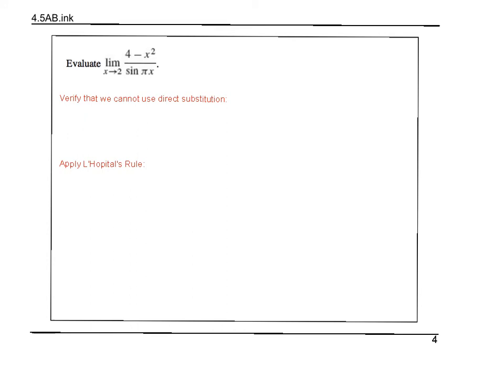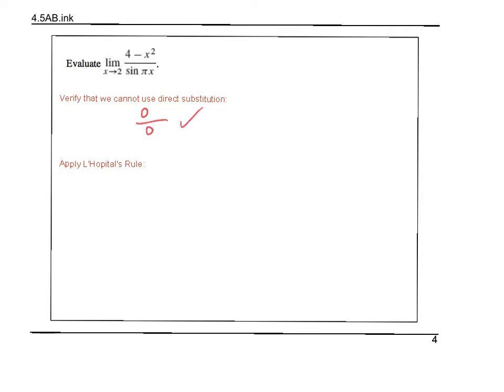Okay, next one. So it doesn't have to be polynomial-like or rational. With polynomials, it can have any type of function, really, as long as it yields that 0 over 0 or infinite over infinite in the beginning. So if I tried through direct substitution right away, by plugging in 2, I would have 4 minus 2 squared, which is 0, and sine of 2 pi, which is 0.